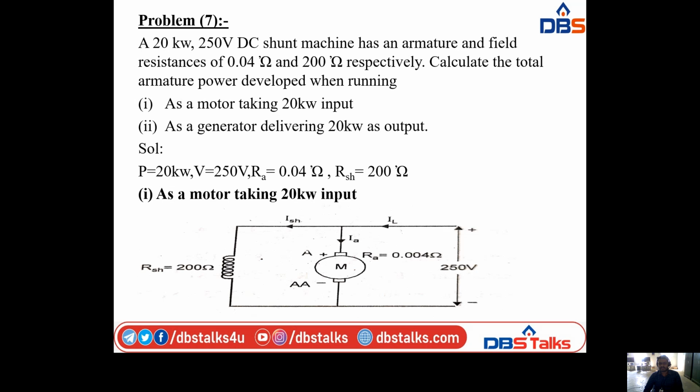For that, firstly we have to write the given data. They gave power 20 kilowatts, voltage 250 volts, armature resistance 0.04 ohms, and shunt field resistance.